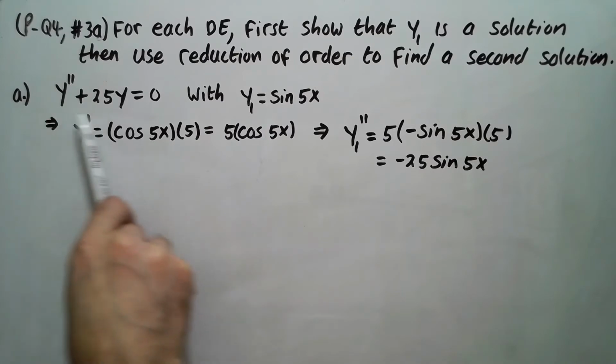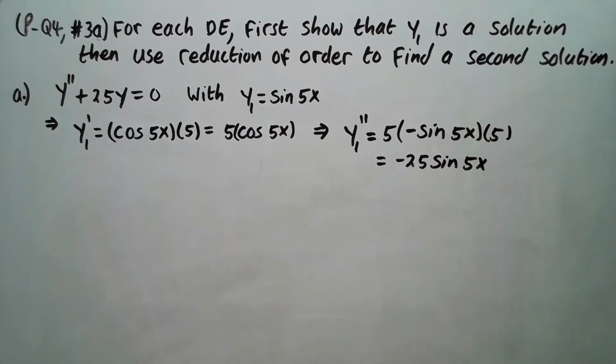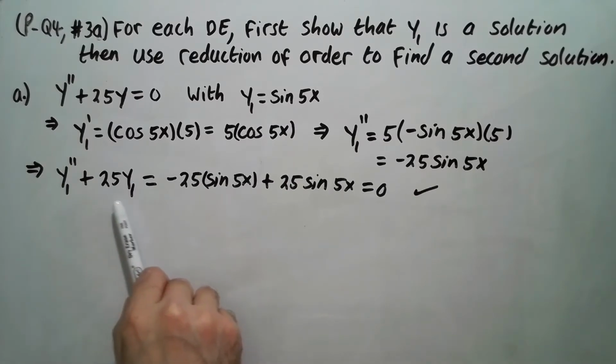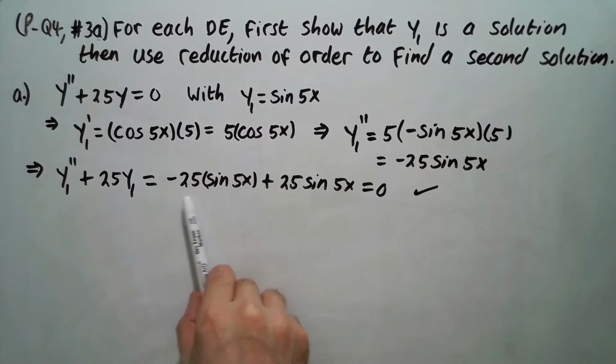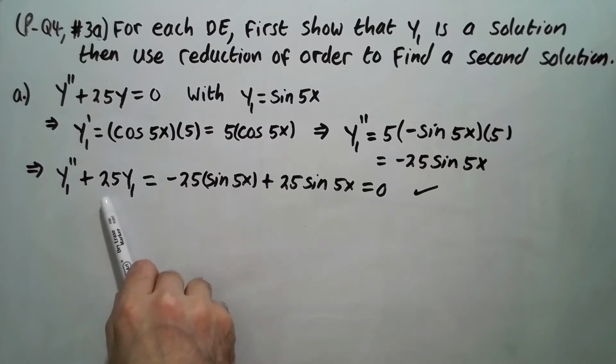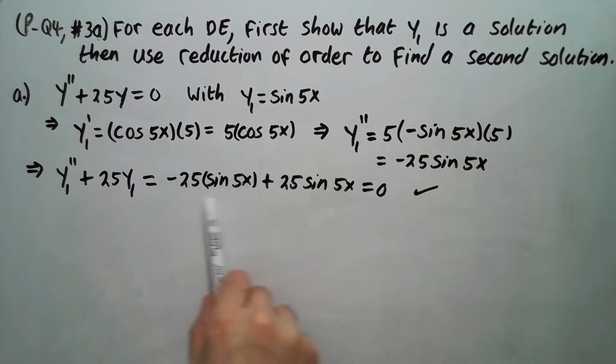Okay, now let's plug into the differential equation here. So plugging in we'll have y1 double prime plus 25 y1. So it'll be negative 25 sine 5x as my y1 double prime, and plus 25 times y1. So you can see when you add those you get 0, so it checks out. So we've shown that y1 is a solution.